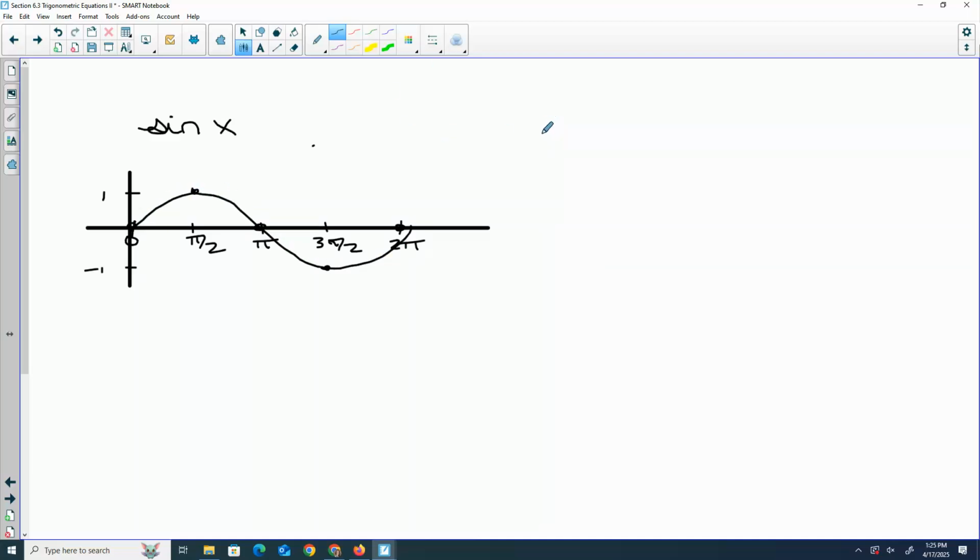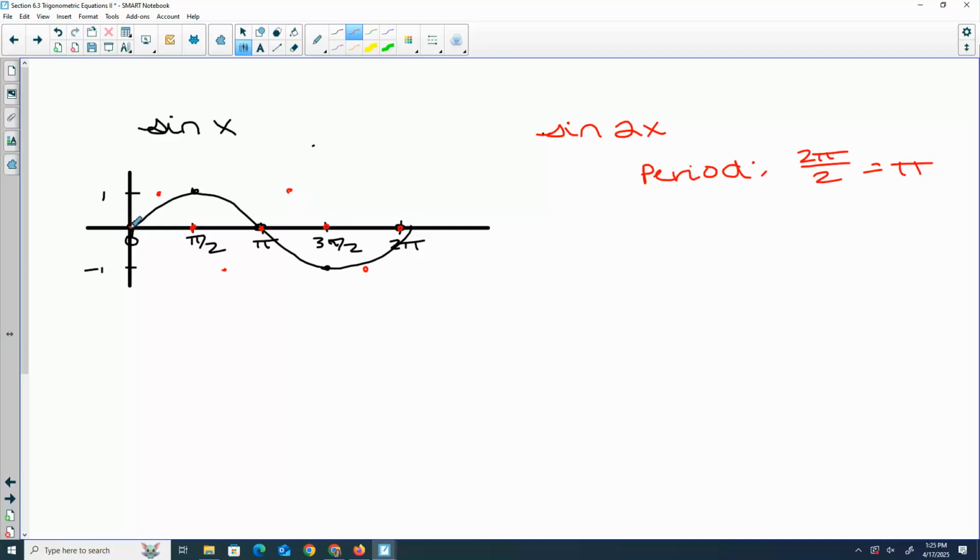But when I said sine of 2x, remember that changed the period of the graph? The normal period was 2 pi, divided by 2, so it had a period of pi. And so that graph got skinnier. By the time you got to pi, it had already graphed a full cycle.